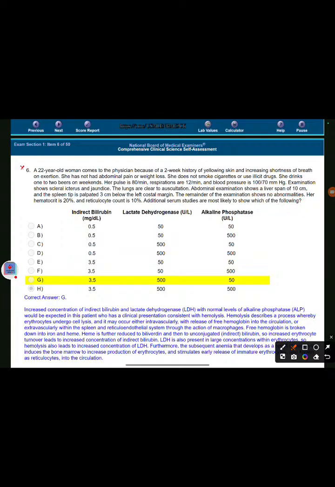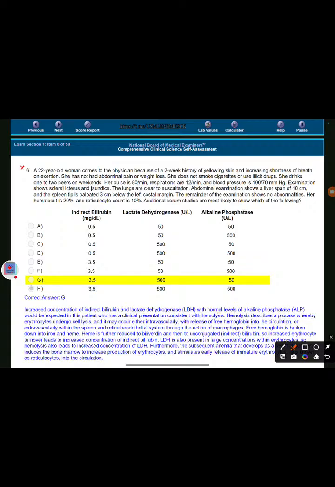Let's see. Indirect bilirubin should be high, lactate dehydrogenase high, alkaline phosphatase should be normal. So increased concentration of indirect bilirubin and LDH with normal levels of alkaline phosphatase would be expected in this patient who has a clinical presentation consistent with hemolysis. She is having hemolysis actually.